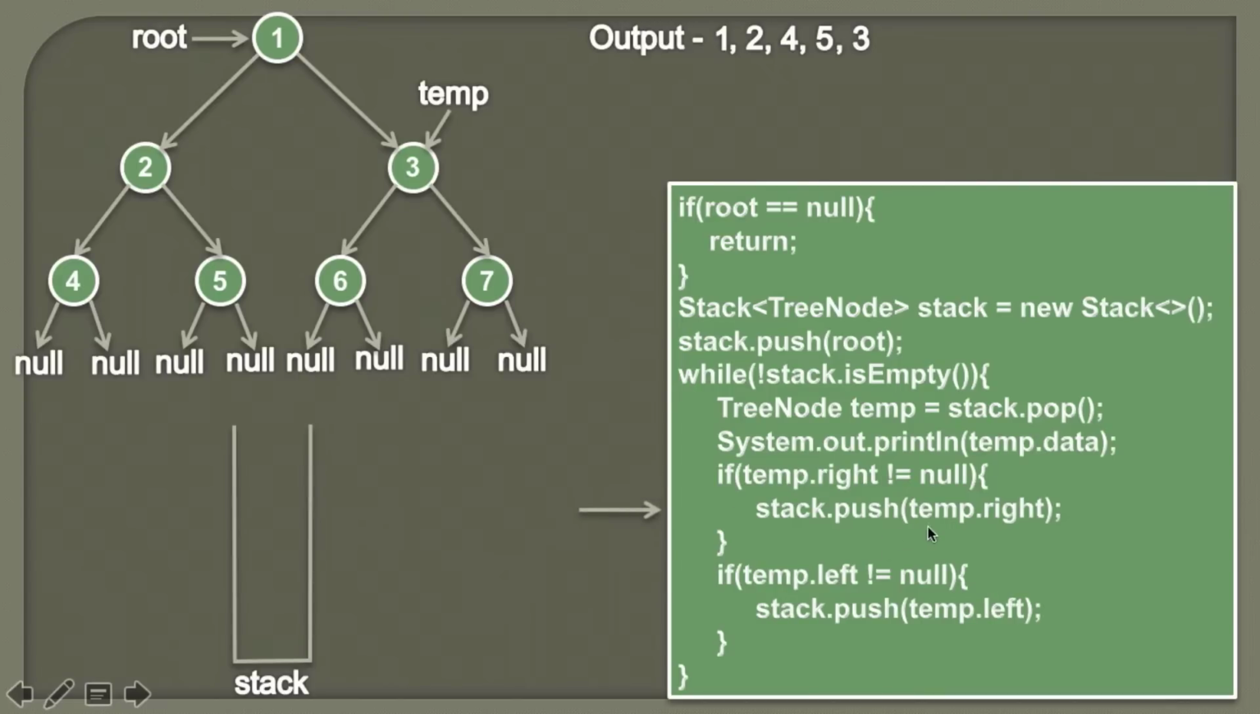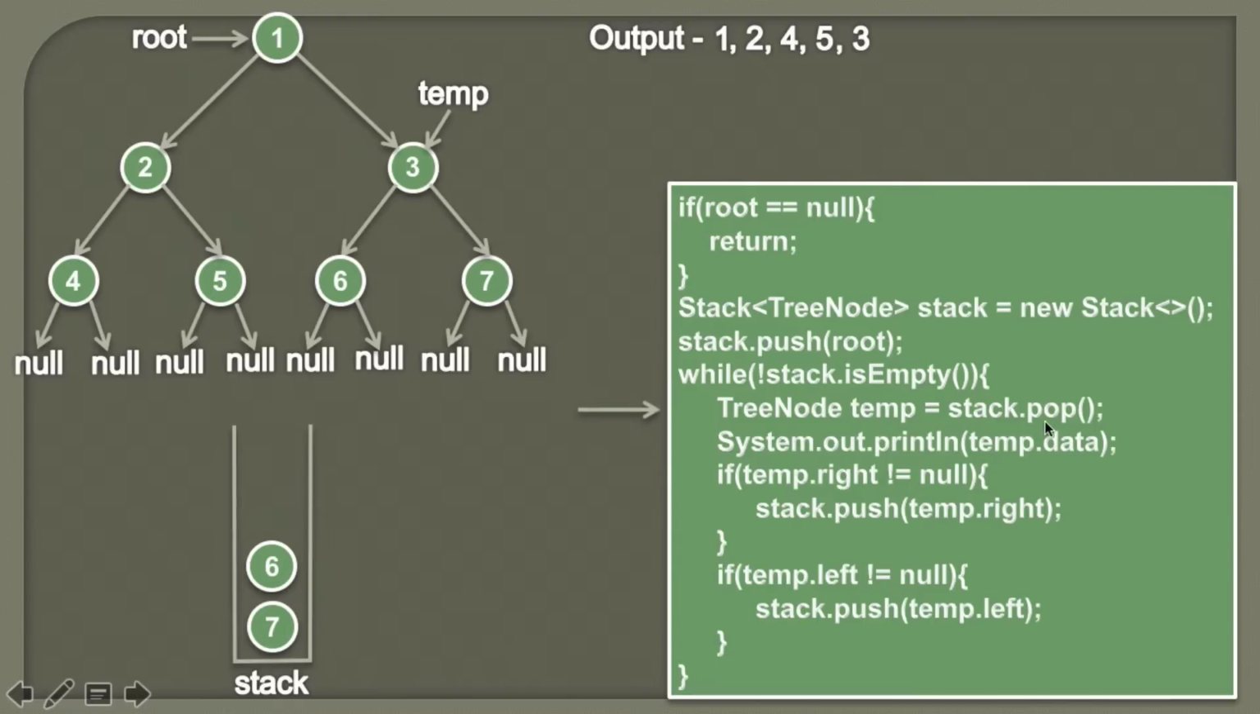So in the if block we simply push temp right, which is the node 7, on the stack, and then we'll check whether temp left is equal to null or not. Temp left is pointing to 6, which is not null. Therefore the condition in the if block comes out to be true, and we'll simply push temp left on the stack, which is 6. And then in the while loop we'll again check whether the stack is empty or not. Currently the stack has 2 elements, therefore it's not empty.